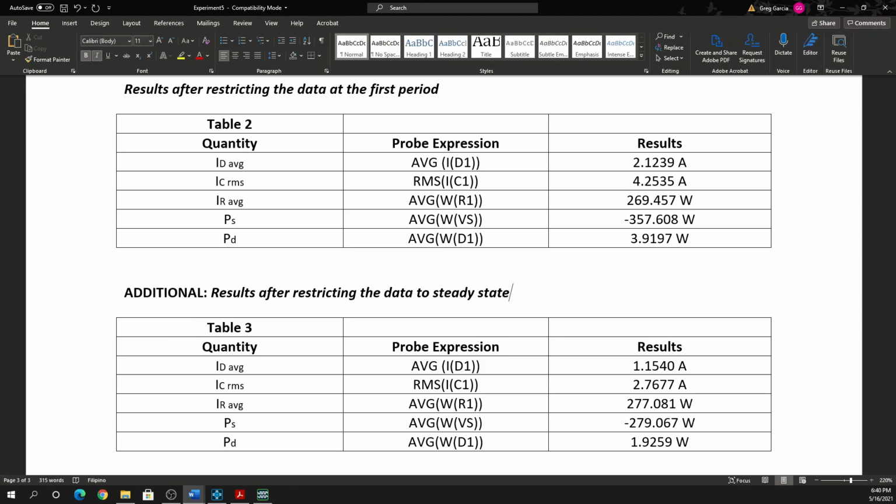Based on the gathered data, we can clearly see that the values in the first period are definitely higher than the values at steady state, except for the average power absorbed by the resistor, wherein at steady state it is 277.081 watts, and at the first period it was 269.457 watts.